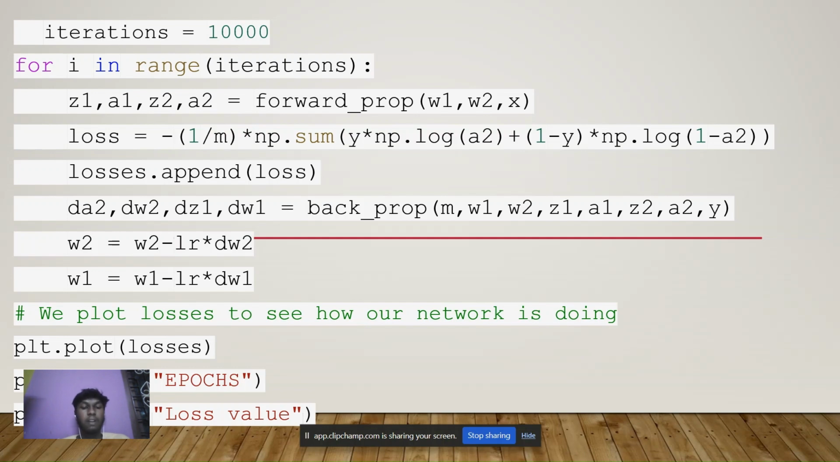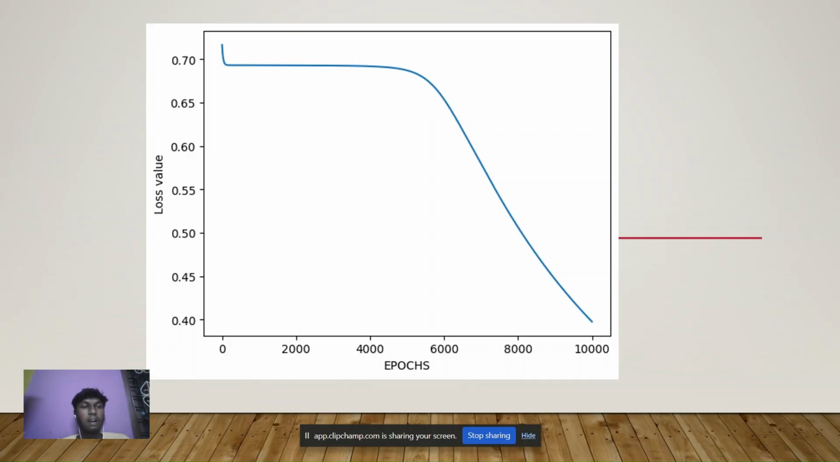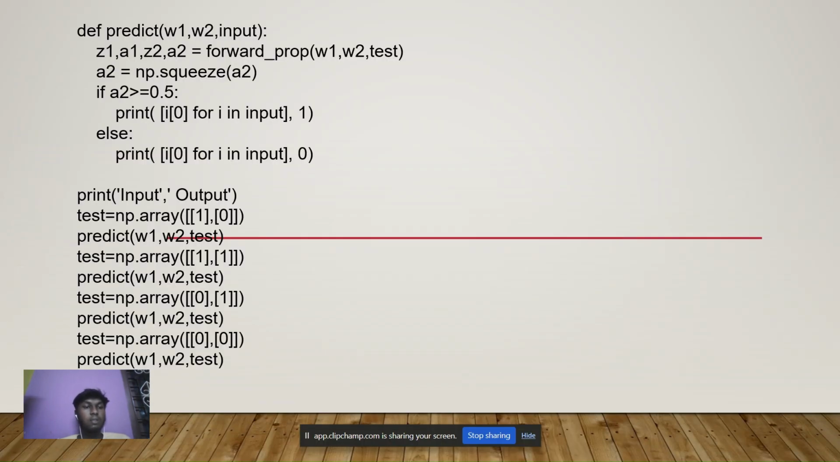And then this code defines a function predict that uses the trained weights w1 and w2 to make predictions for the given input.